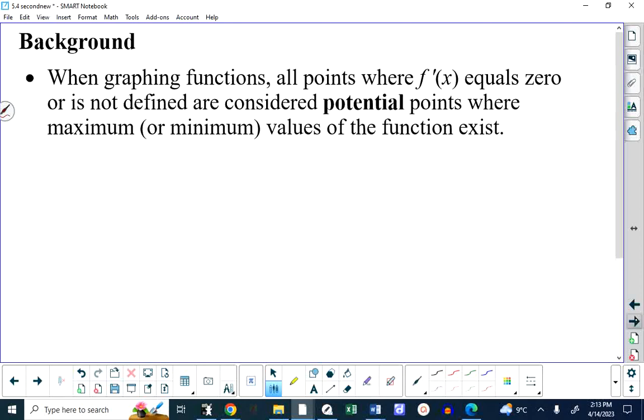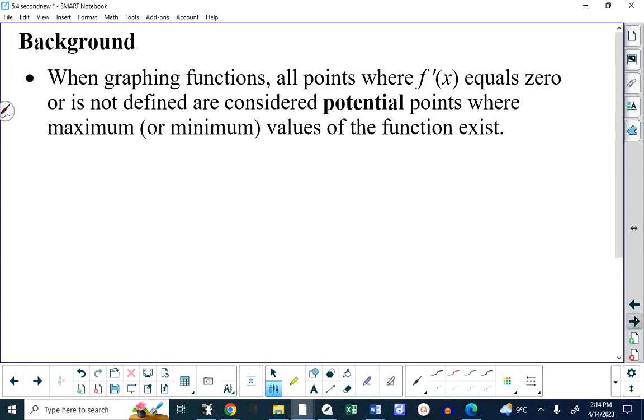In using the second derivative test to find max mins, you would probably only ever use what we're going to learn today when the function and the derivative are defined everywhere. There's no anything being undefined. If the first derivative is undefined someplace, the second derivative test is not a good idea. Okay?